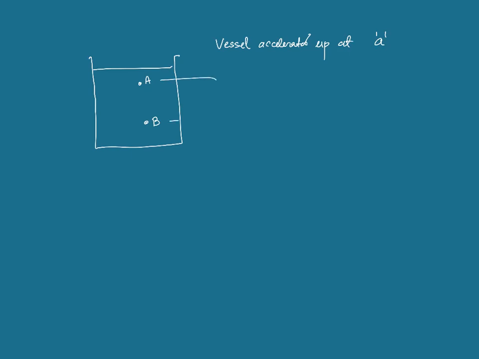Also, there is a point: see if the vessel is accelerating upwards. So if the vessel accelerates upwards with acceleration A, suppose there are these two points A and B. I don't know in the previous diagram which one was below, A or B. However, let it be like this, A and B, and the vessel is accelerating upwards.